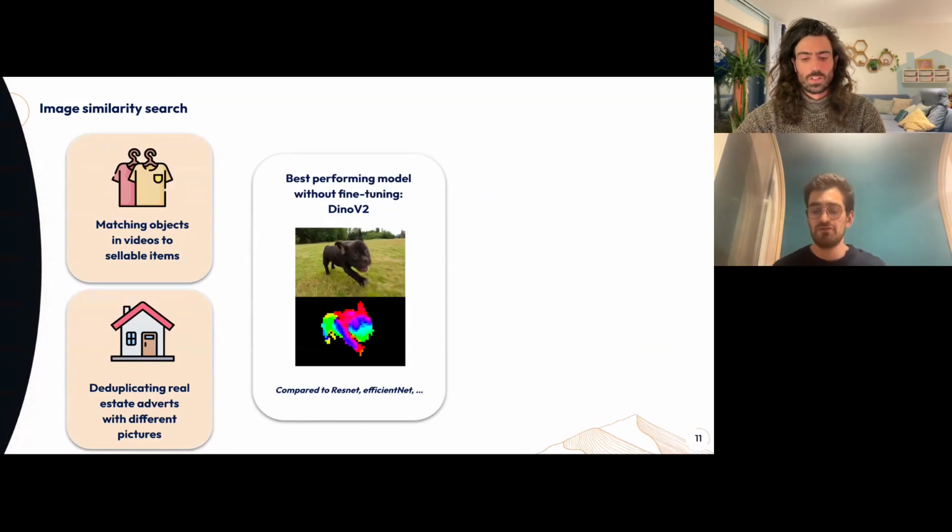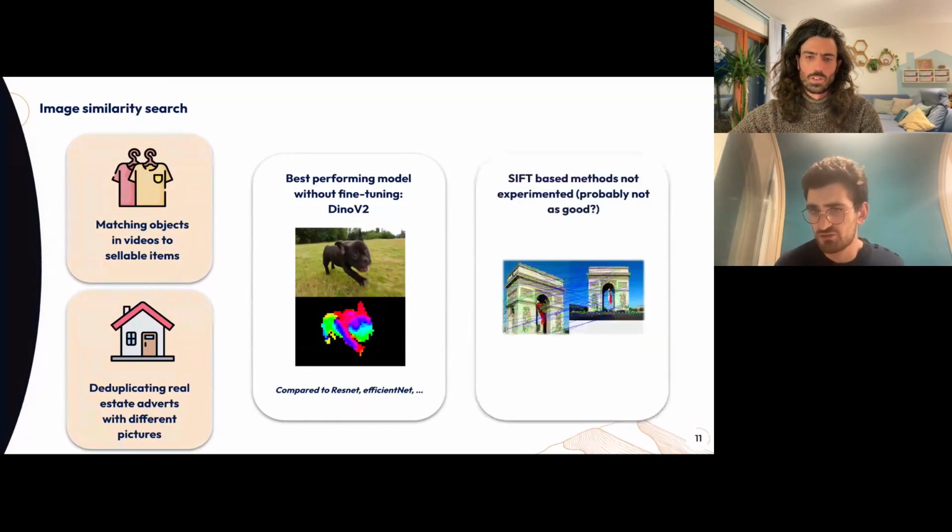So when I say best performing model, I'm talking about comparing to other architectures like ResNet, EfficientNet models. An approach I haven't tried, which also seems interesting, is SIFT, I'm not even sure, it's feature transform, something about feature transform. If anyone tried it for a similar project, please reach out afterwards. I'll be happy to talk about it.